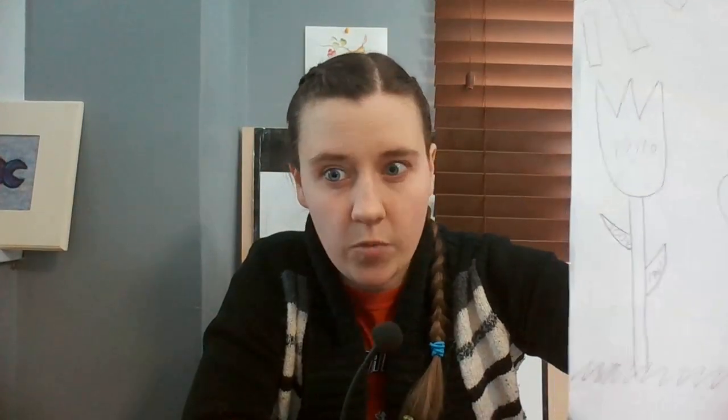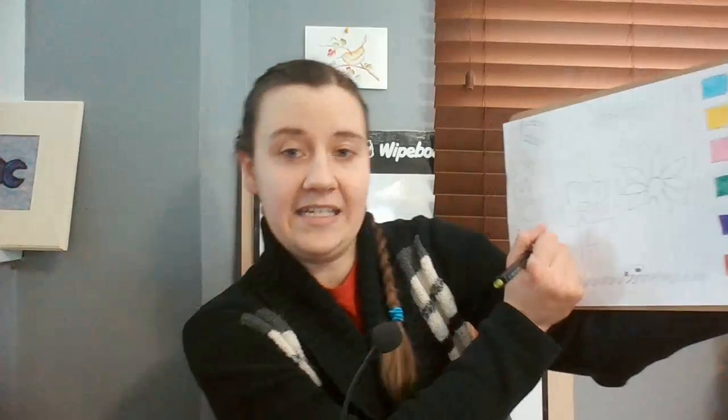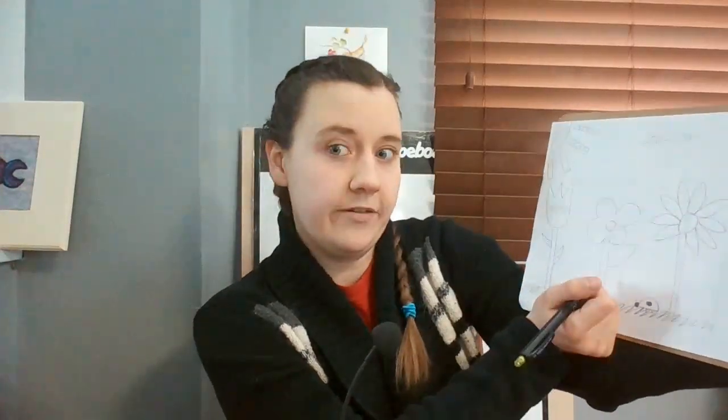Now, do you see how it's hard to do it in the little spots? Don't make too many little sections for yourself where you're going to have to write really small. Try to make big sections to color in. 199 plus 1 equals 200.